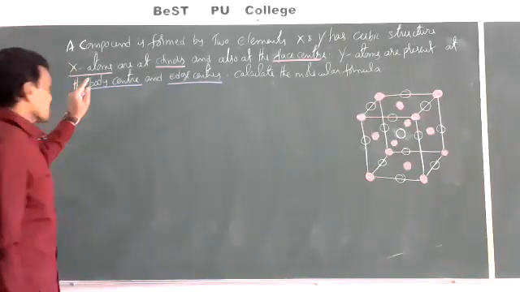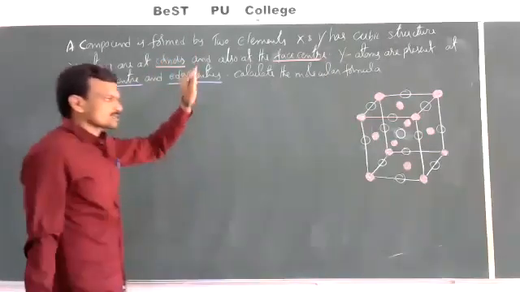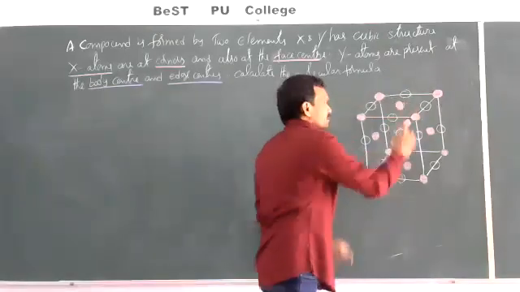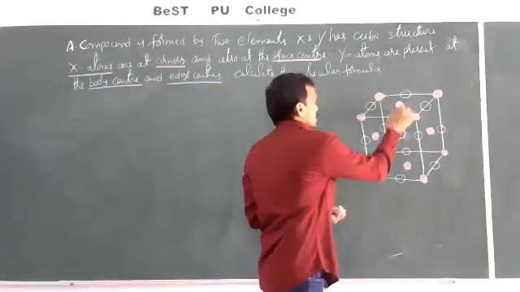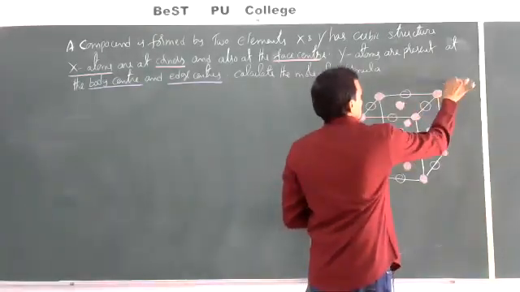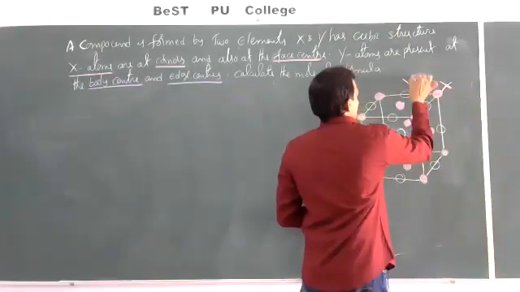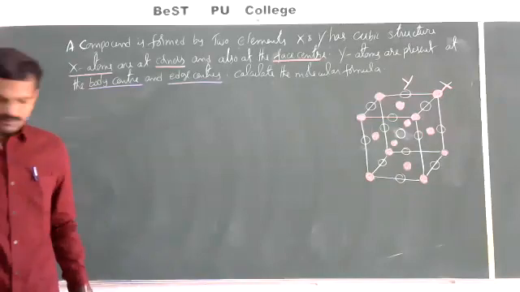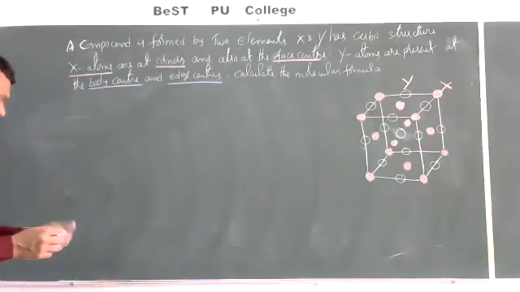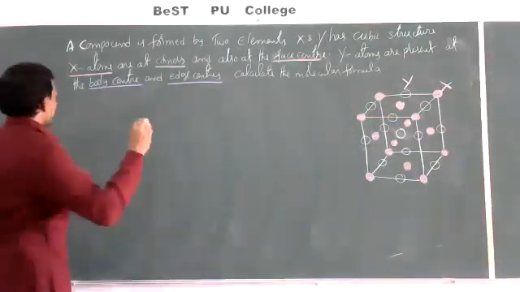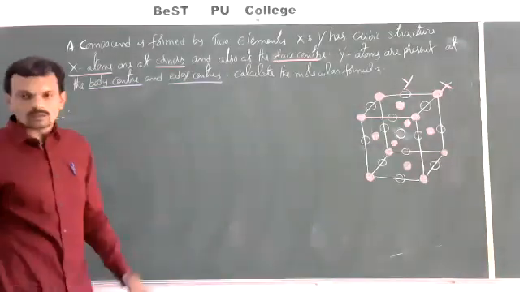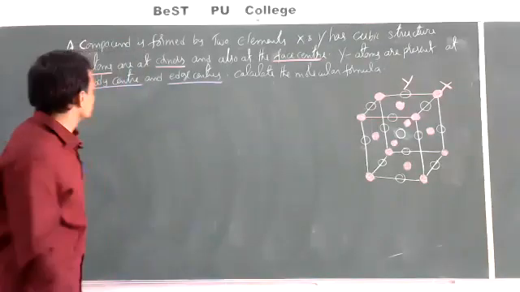So atoms of X occupy corners and face centers, which are shaded here with a pink color. These are atoms of X. And the circles mentioned there are atoms of Y. Now, what do we want here? Here we want the molecular formula of the compound. Let us see how to calculate the molecular formula of the compound.